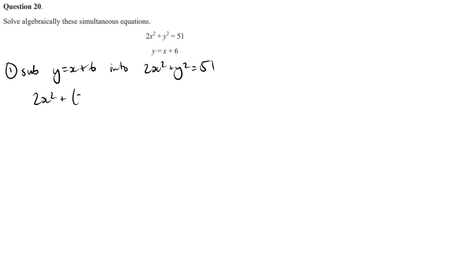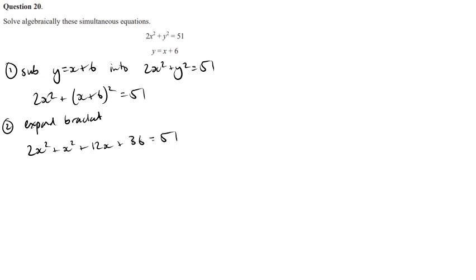So instead of y here, we're going to have (x plus 6) in brackets, all squared, which is equal to 51. We then need to expand the bracket. And we're going to go on to tidy this up to simplify it. And we need to solve to find x.